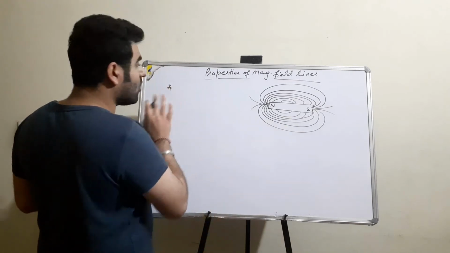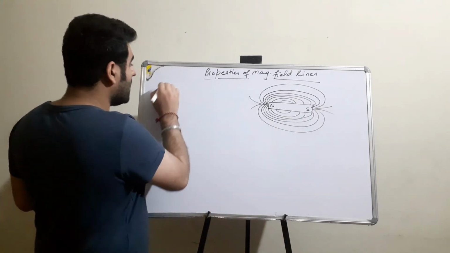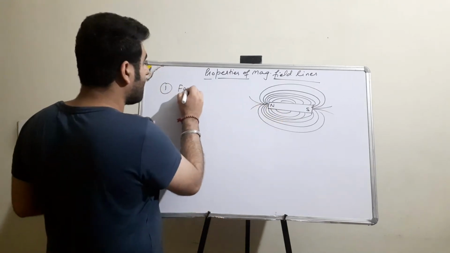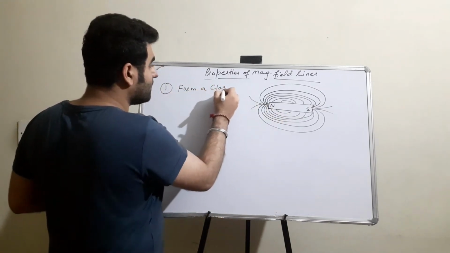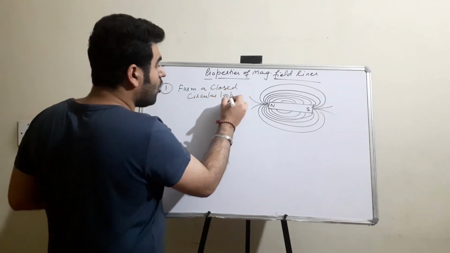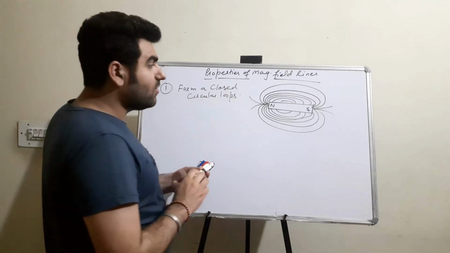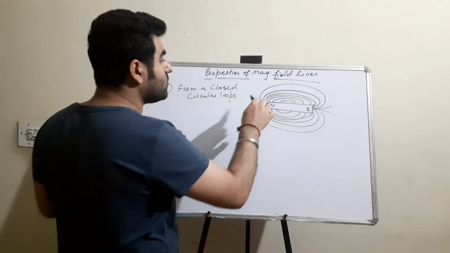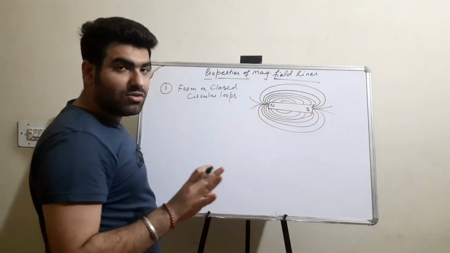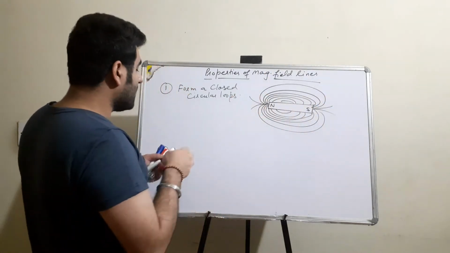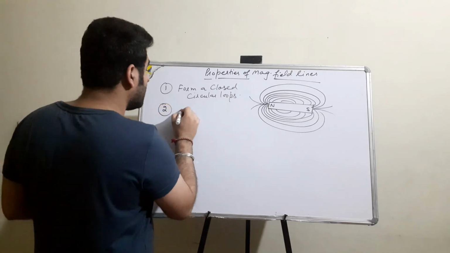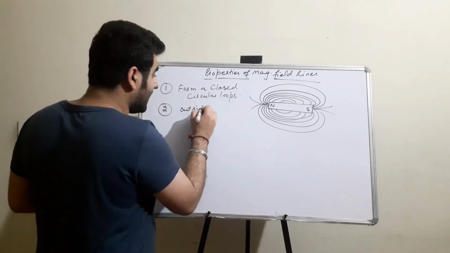So let us here talk about the first property. The first property is that these magnetic field lines form closed circular loops. All of them are closed circular loops, even these ones. The loop is very big, so we are not going to trace this loop, but they all are closed circular loops.